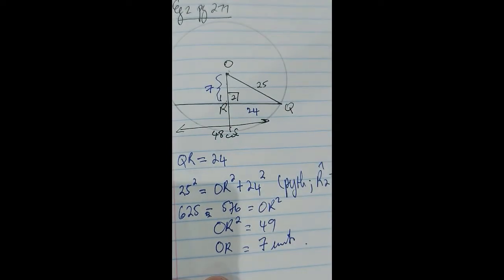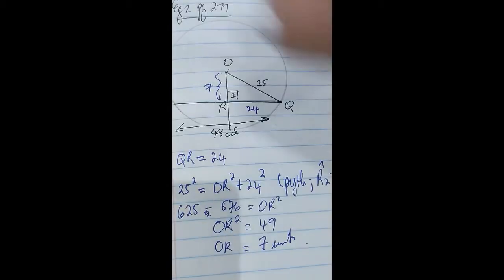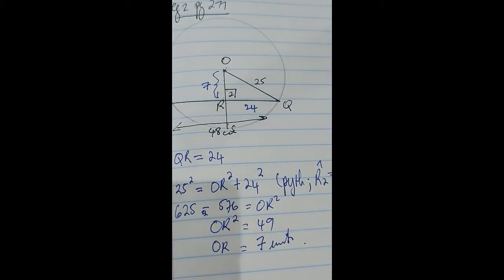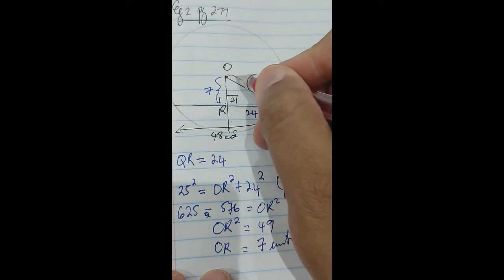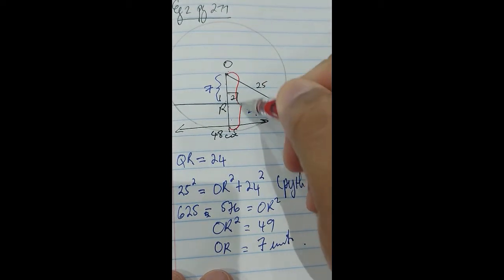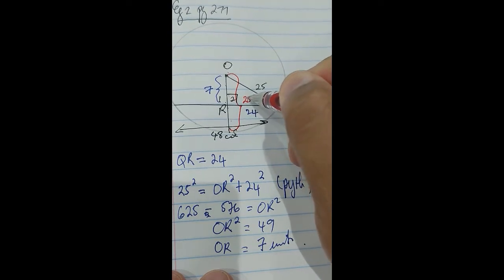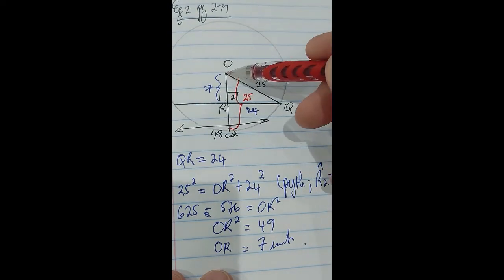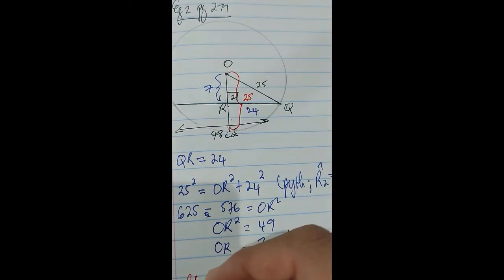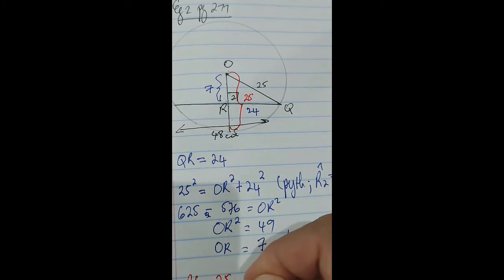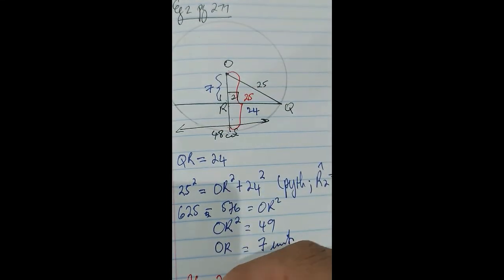But remember, what was the question? The question was to calculate RS, which is this length. But remember that OS is also a radius, and that is going to be 25 here. So to get RS, it is simply going to be 25 minus 7, which is simply 18 units.